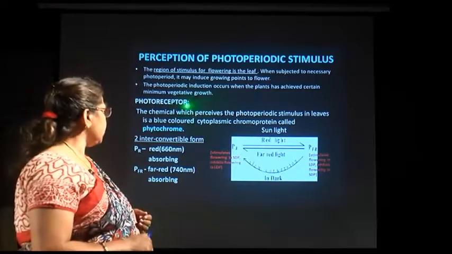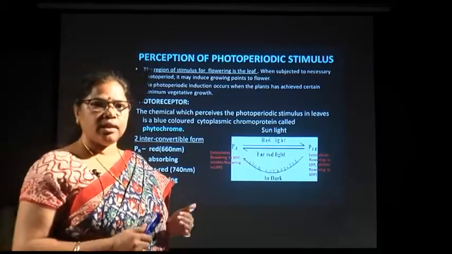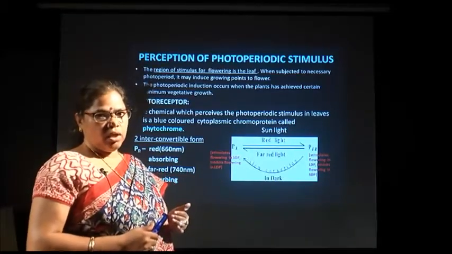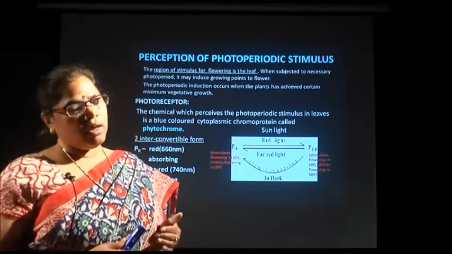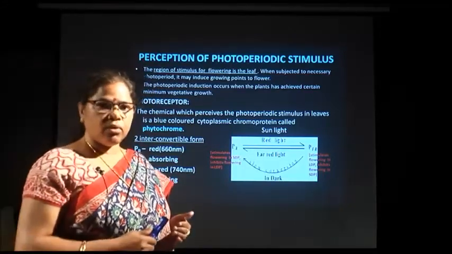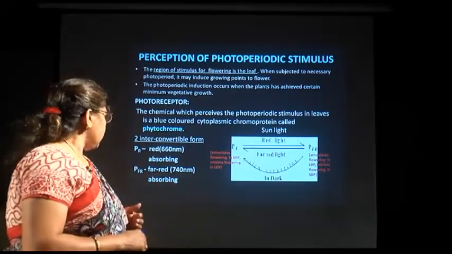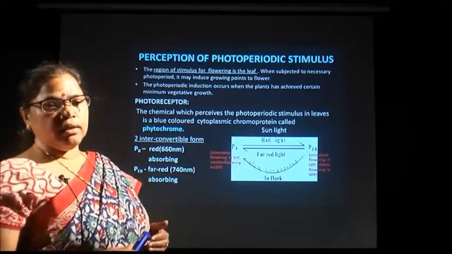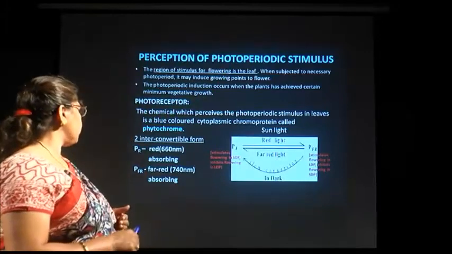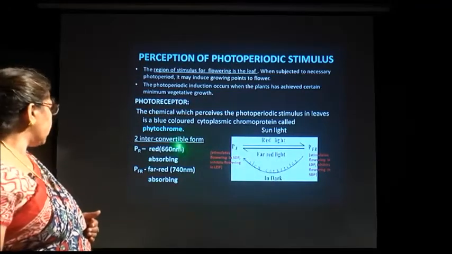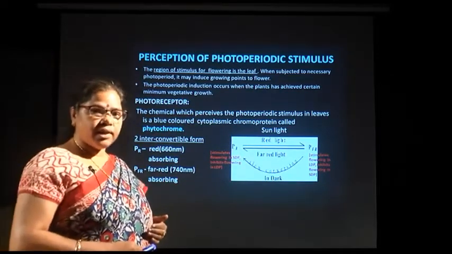And this photoperiodic induction occurs only when the plant acquires a certain vegetative growth. If sufficient vegetative growth is not there, then the plant will not receive the photoperiodic stimulus, and there will be no flowering. So, the chemical which actually receives this photoperiodic stimulus is known as the photoreceptor, and this particular chemical is known as the phytochrome, which is a blue colored cytoplasmic chromoprotein.